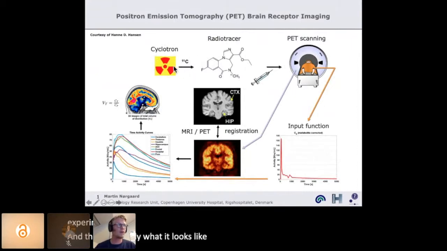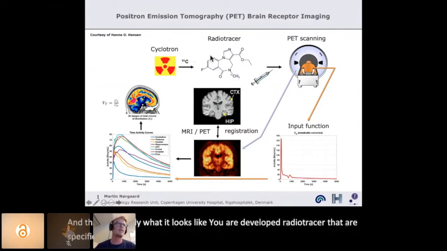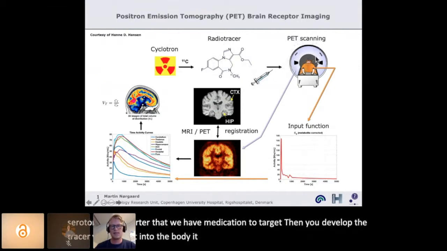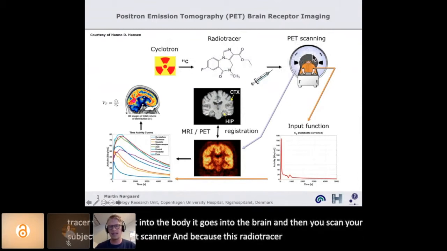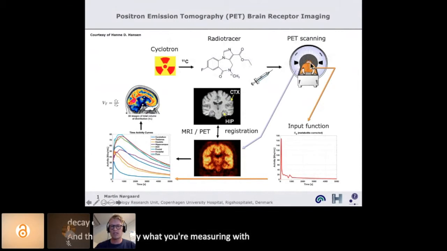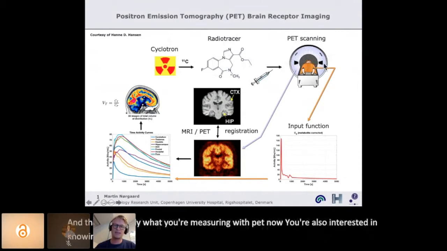You develop a radio tracer that is specific for a specific receptor in the brain. That could, for example, be the serotonin transporter that we have medication to target. Then you develop the tracer, you inject it into the body, it goes into the brain, and then you scan your subject using a PET scanner. And because this radio tracer is radioactive, it has a decay over time, and that's basically what you're measuring with PET. Now, you're also interested in knowing how the tracer goes from the blood into the brain and gets washed out again. So often you also have a blood component where you measure the activity in blood over time, and that is often referred to as an input function.